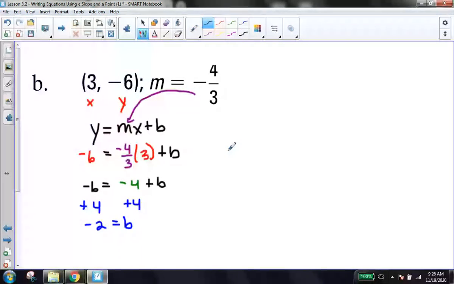All right, so now I have the two pieces of information that I need to write an equation in slope-intercept form. I have the slope, which was given to me, which is -4/3. Put the x, put the plus sign, and then you found the y-intercept, which is -2. And again, you can check your answer by either using the table feature on your calculator, or you can plug in a 3 here. -4/3 times 3 is -4. -4 plus -2 does give you your y value, which is -6.